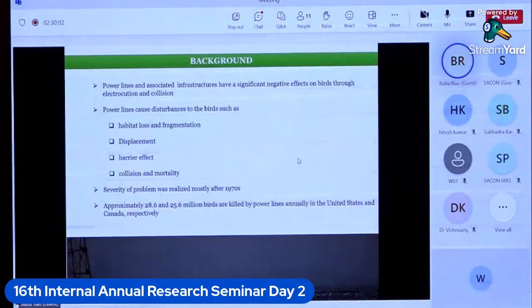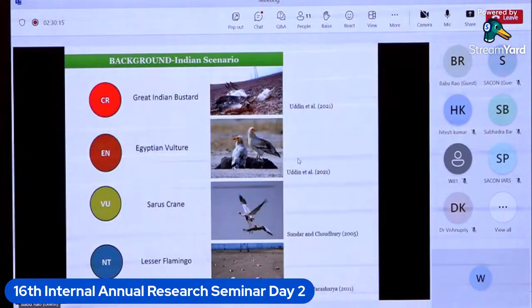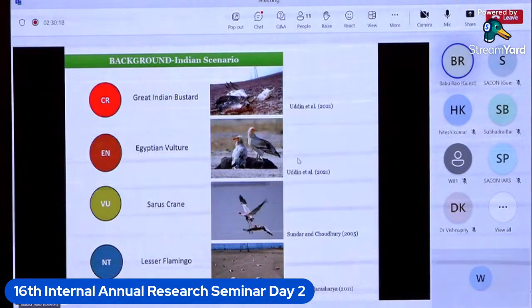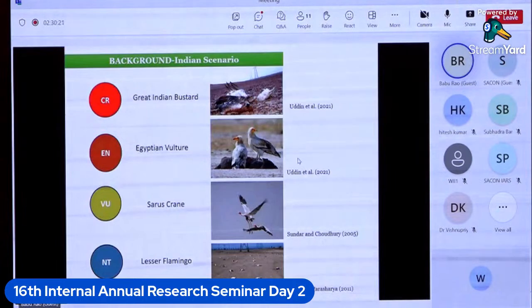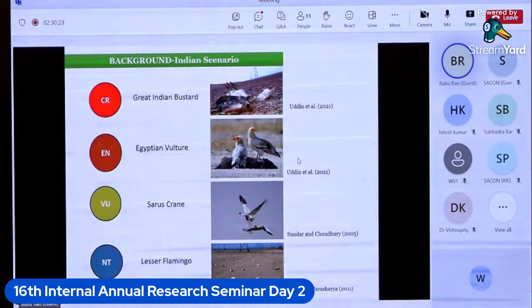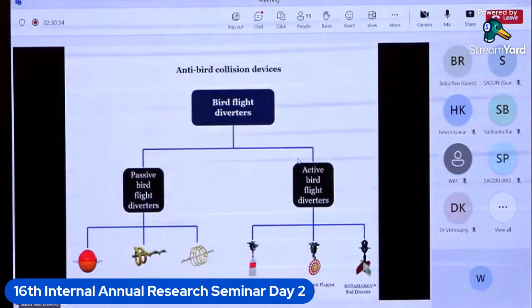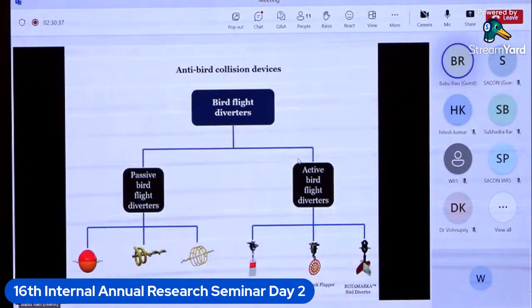Coming to the background, power lines and associated infrastructure have significant negative effects on birds through electrocution and collision. The severity of these problems was realized mostly after 1970. The impacts of power lines were also observed in several threatened bird species in India, but most of the studies were restricted to Rajasthan and Gujarat. The impacts of power lines in many other Indian states are not clearly known. To mitigate the bird collisions with power lines, several ideas have been proposed.